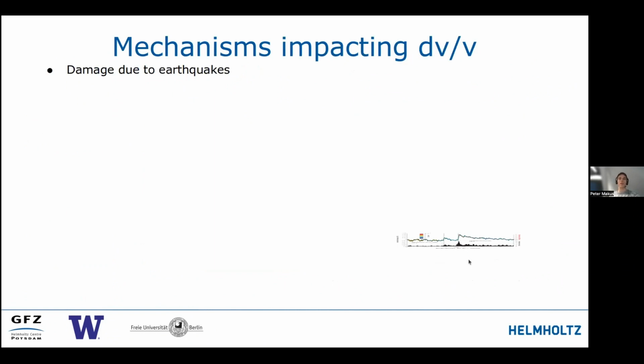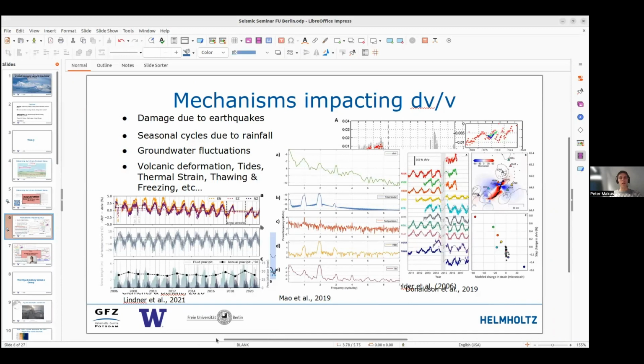So what are we actually looking at if we get one of these velocity change curves? Let's say we have retrieved a velocity change, but it's kind of a physical measure, of course, but we don't really know what we are actually physically looking at. What we can see are velocity drops due to earthquake damage. We can see these seasonal cycles here due to rainfall and freezing.